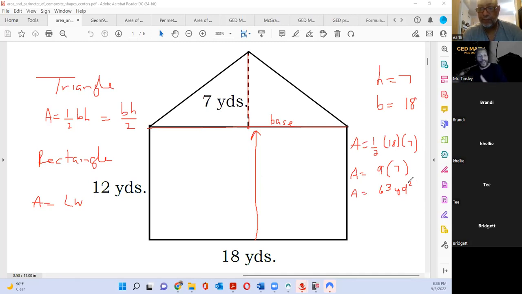Now, I would do it by hand first. I would always do it by hand because you want to know why you're taking these steps. But eventually, I want you to use your calculator. So eventually, what we're going to do is plug it in. Again, so now, let's look at the rectangle.